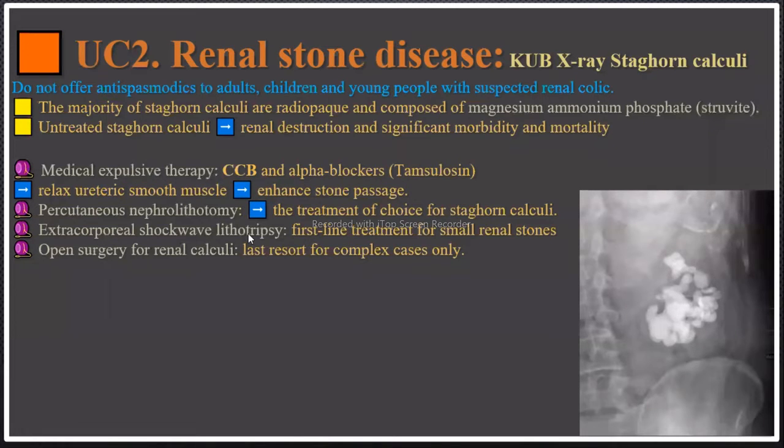Extracorporeal shockwave lithotripsy is the first-line treatment for a small renal stone. So here, if they ask you about definitive treatment, you will check the size. If it's small, you can use extracorporeal shockwave lithotripsy. But if large, like staghorn calculi, then percutaneous nephrostomy. Open surgery for renal calculi is the last resort, for complex cases only.